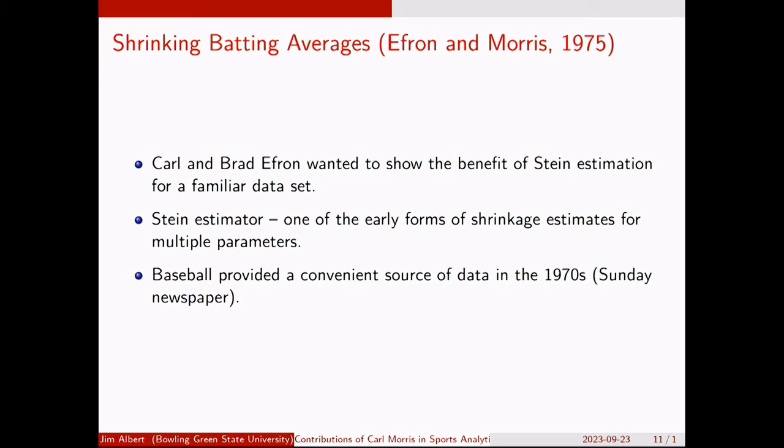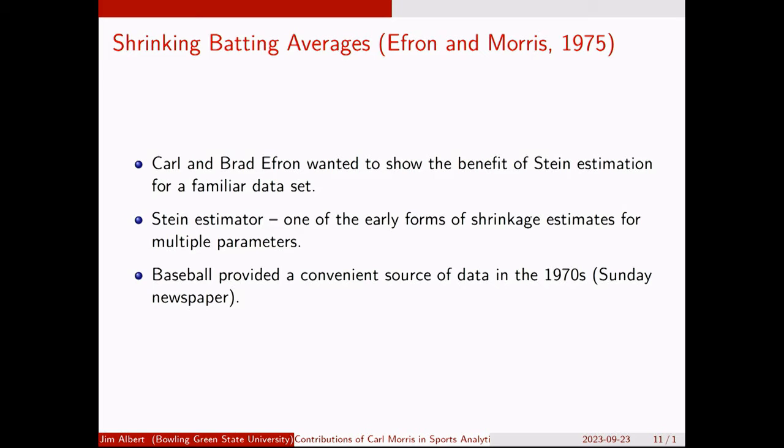Actually, the estimator they used was called the James-Stein estimator. It was a collaboration between Charles Stein and a grad student, James. And that was one of the early closed form practical estimators of means.